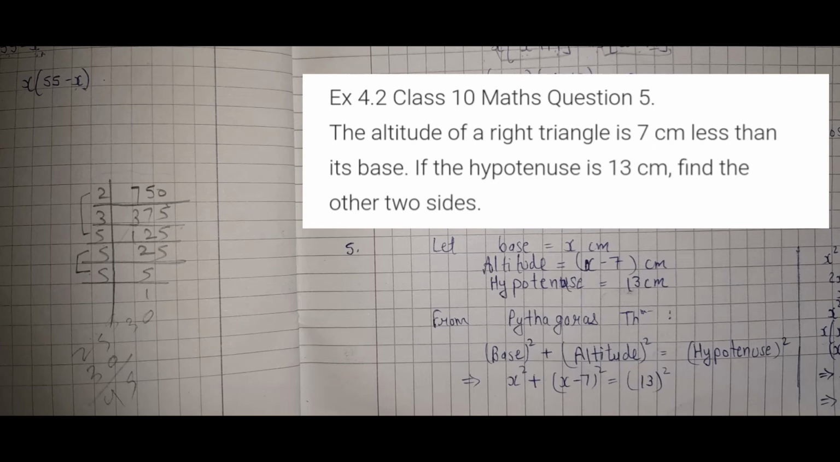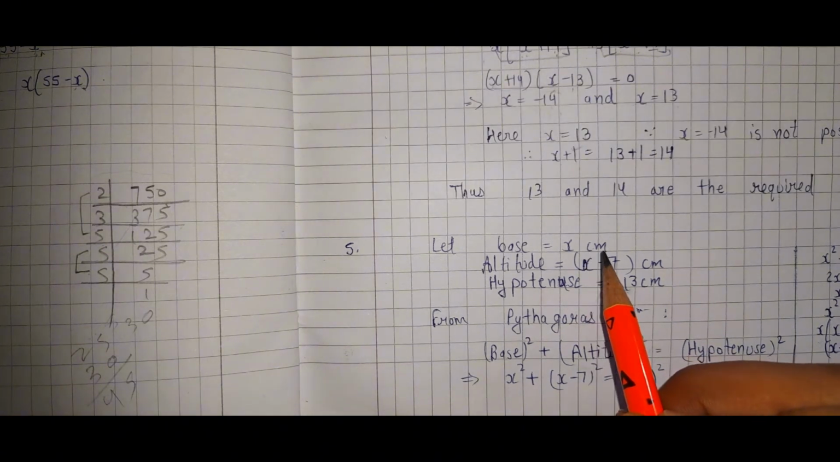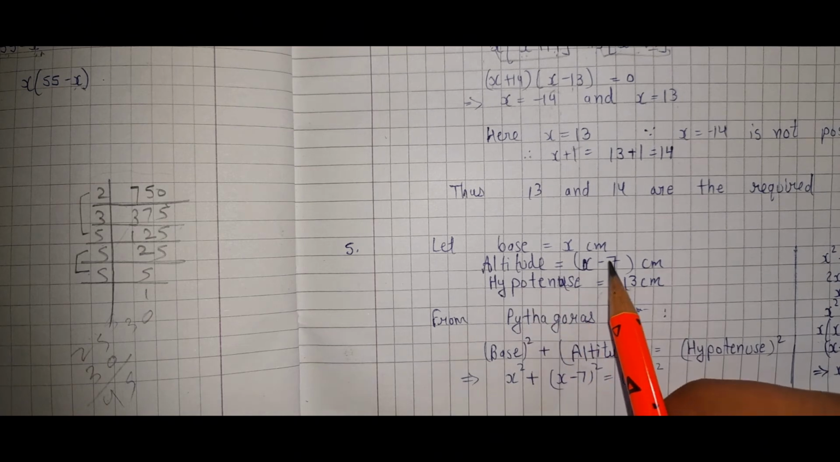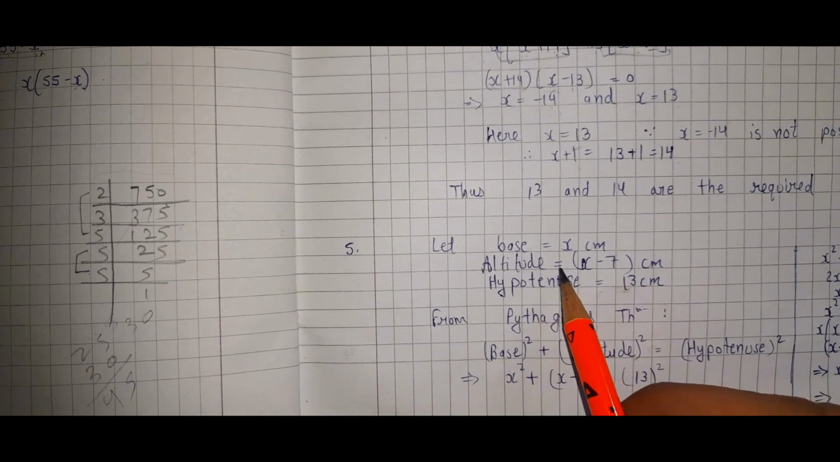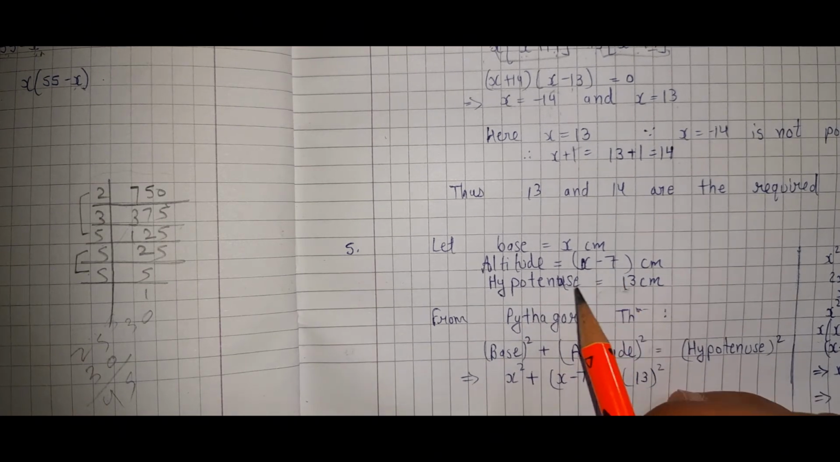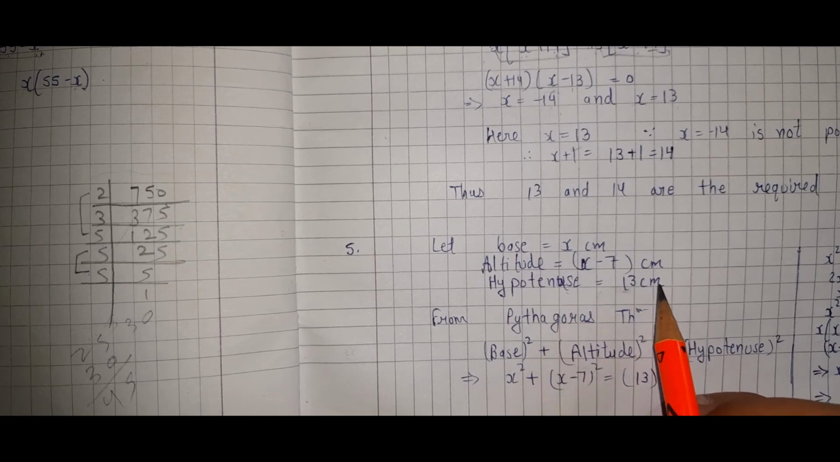Next question: the altitude of a right triangle is 7 cm less than its base. If the hypotenuse is 13 centimeters, find the other two sides. So now let the base equal x centimeters. It's given that the altitude is 7 centimeters less, so altitude equals x minus 7 and hypotenuse equals 13 centimeters.